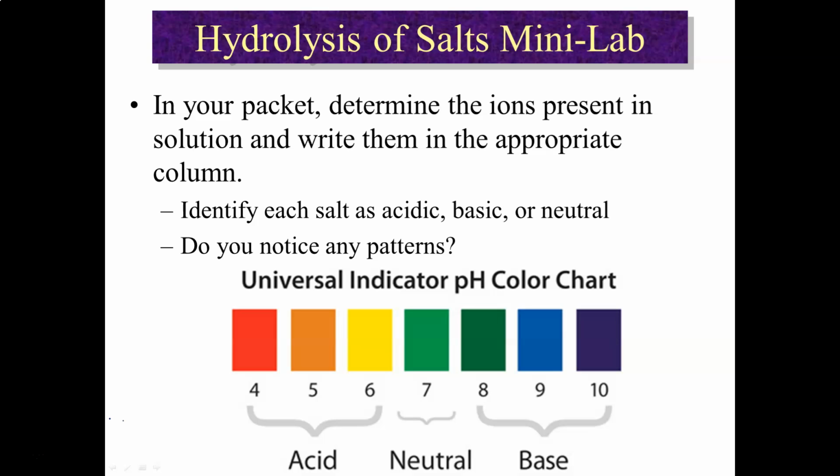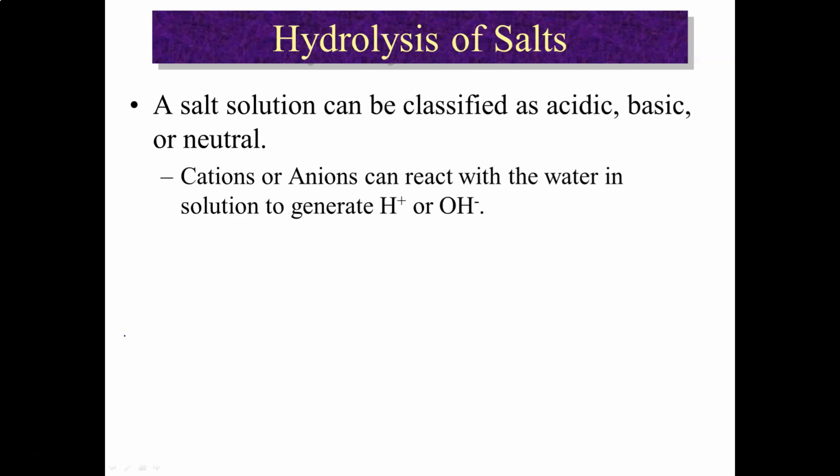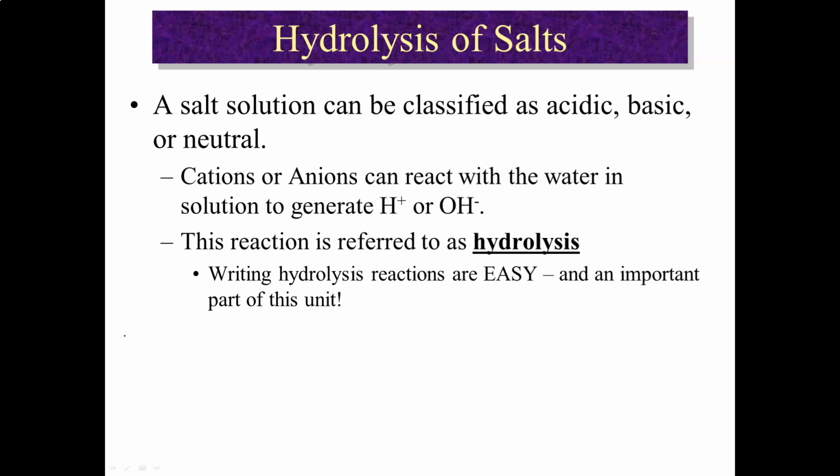So how could something that's a salt, some ionic compound, display acidic, basic, or neutral characteristics? So we'll take a look at it and see if we can figure out why the ones in your lab acted like they did. So a salt solution in general can be classified as acid, base, or neutral, which you saw. And the reason why is because the cation or anion in the salt reacts with water to create H+, which is obviously an acid, or OH-, which is a base. The reaction where this occurs is referred to as hydrolysis.